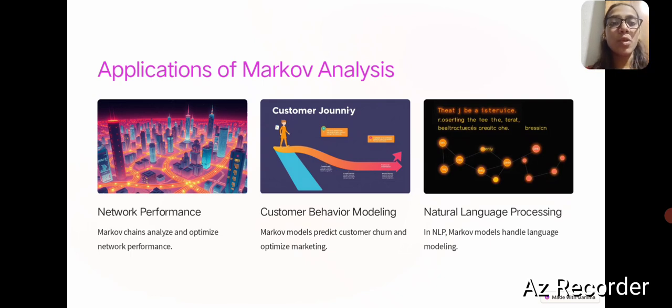First, network performance. Markov chain analysis can optimize network performance. Customer behavior modeling. Markov models predict customer churn and optimize marketing. Natural language processing. In NLP, the abbreviation for natural language processing, Markov models handle language modeling.